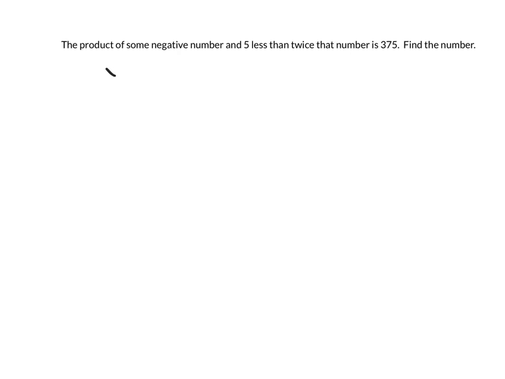I'm going to let x equal the negative number because that's what we're trying to find. Now just read the problem from left to right and write an equation. So the product, what's product mean? Multiplication. The product of some negative number, so that's x is already negative. The product of some negative number and 5 less than twice that number. So twice that number is 2x, and 5 less is minus 5, is 375.